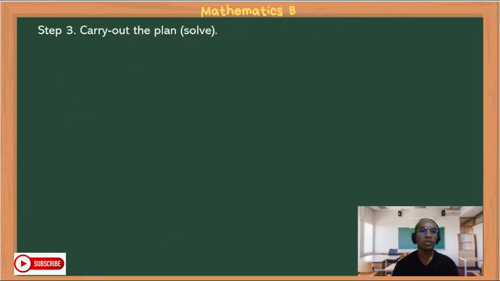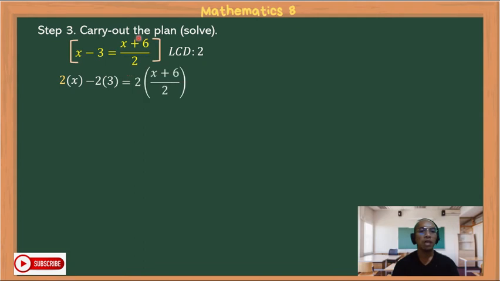Solve the equation. We have to get rid of the fraction or denominator. So we have to multiply by the LCD, which is 2. So 2 times x, then minus 2 times 3, is equal to 2 times this given expression, x plus 6 all over 2. To simplify, 2 times x is 2x, then negative 2 times 3 is negative 6. Then this expression times 2, the 2 will be cancelled out. What is left is x plus 6.